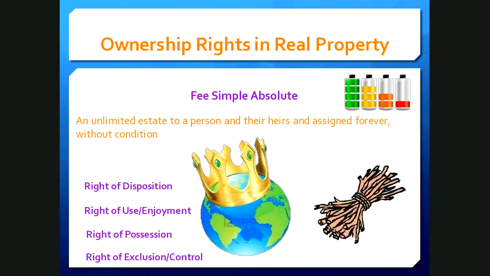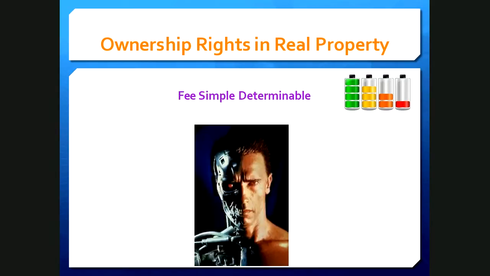But there are things that are less than fee simple absolute, but still pretty close, like your book talks about. So the first one is called fee simple determinable. And fee simple determinable is an ownership interest that has a provision for automatic termination when a stated event occurs.